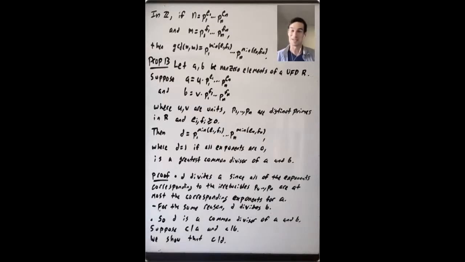OK, how do you prove something is a greatest common divisor? Two steps. First, you prove it's a common divisor. And that part is clear. So why does D divide A?